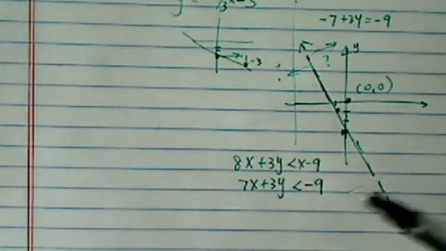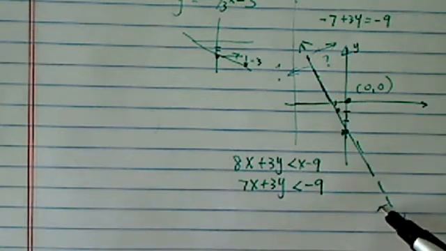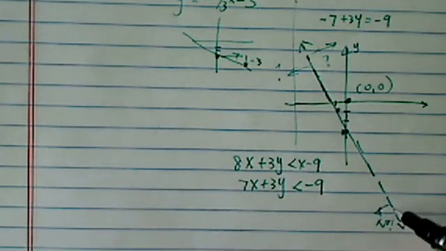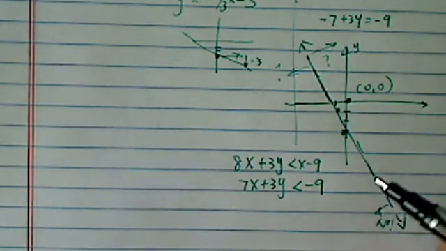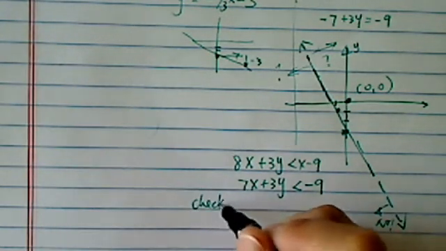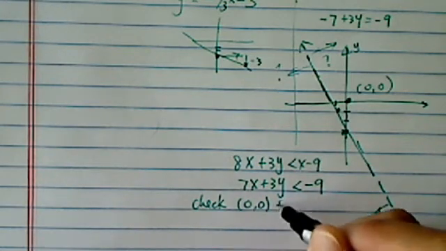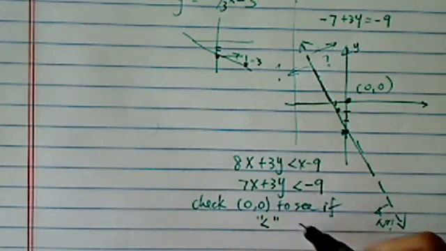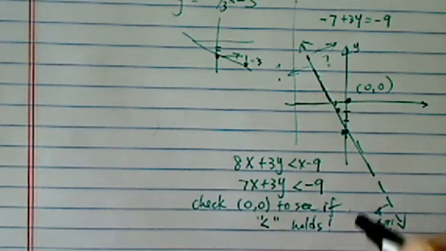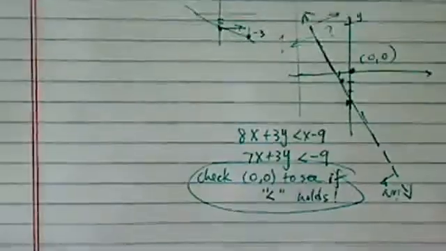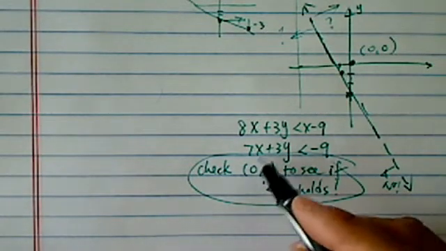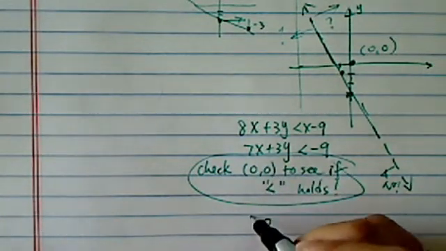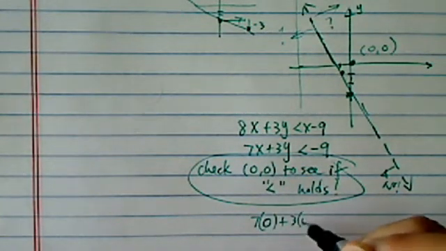A lot of students say, well, if it's less than, don't I just shade below? That's not always true. It's not a reliable test. Less than doesn't mean it's always on the bottom. So let's check 0, 0 to see if this less than holds. It's a far better method, using 0, 0 to check. So let's plug 0, 0 in there. I have 7 times 0 plus 3 times 0.